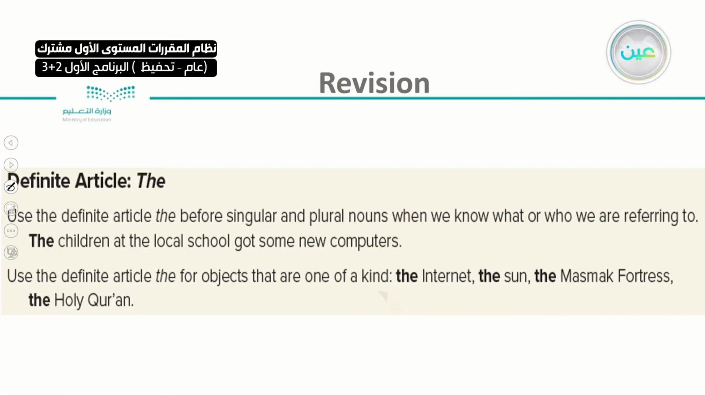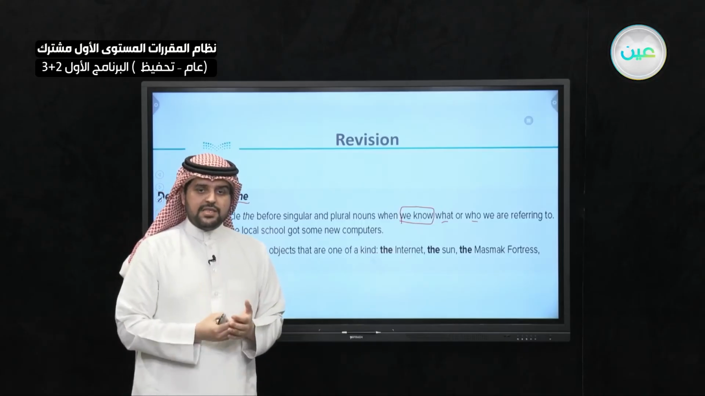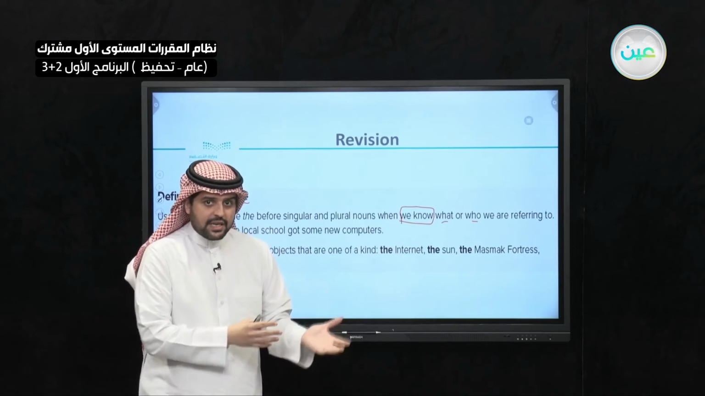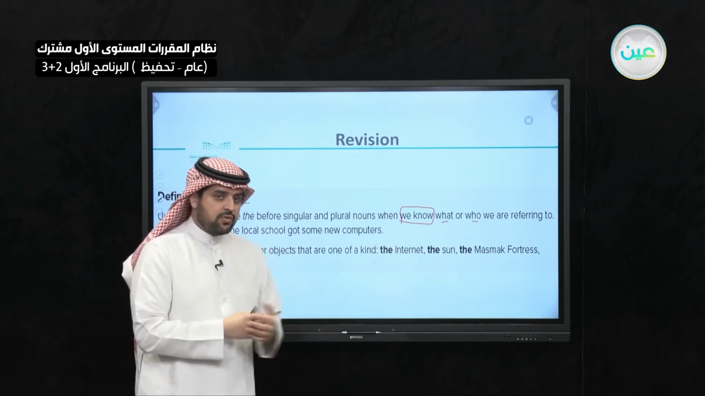The next lesson that we took was also the definite article the. This is very important. The definite article comes before singular and plural nouns when we know, this is the key word, when you know what or who. When you know the man or you know the car. When you say the, it means that you know who the man is or what the car is, who it belongs to, and so on.